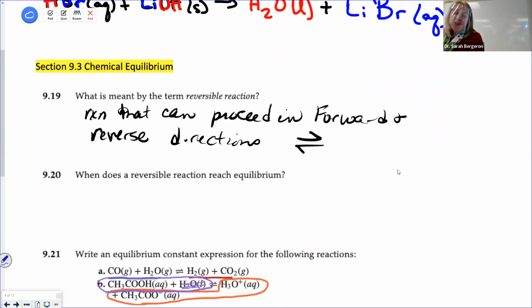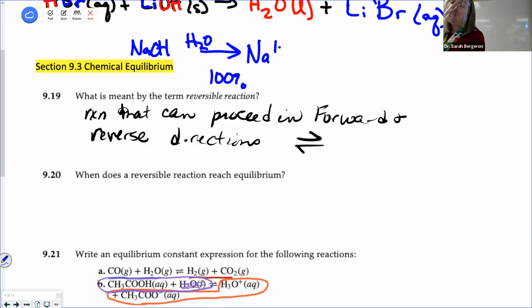Okay, so the next thing we're going to talk about is chemical equilibrium. Chemical equilibrium is really important because when we talk about chemical reactions happening, remember how we said some of them go to completion? This means it's 100%, right? So if you had NaOH and you put it in water, all of it would disassociate into what? Na+ and OH-, right? That's 100%. That's why we write that one forward arrow.